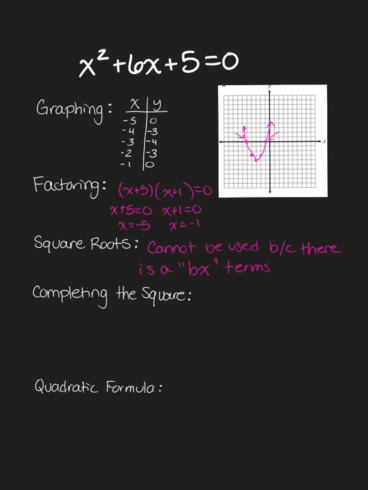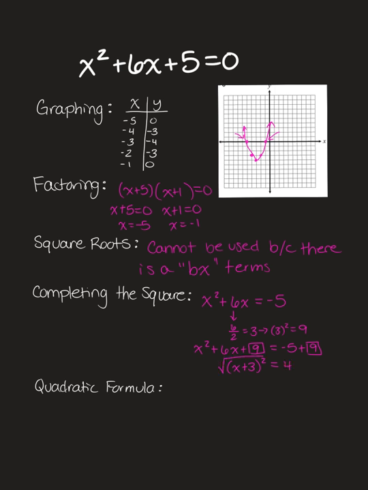We can use completing the square. This one works with any function. So if we move the 5 to the other side, we would get x squared plus 6x is equal to -5. So then we take the 6 and divide it in half, and that gives us 3. And then we square that and it gives us 9. So then x squared plus 6x plus that 9, I'm going to add that to both sides. Okay, and so whenever I factor this, I will get x plus 3 squared is equal to 4.